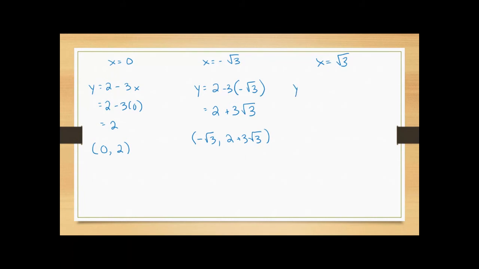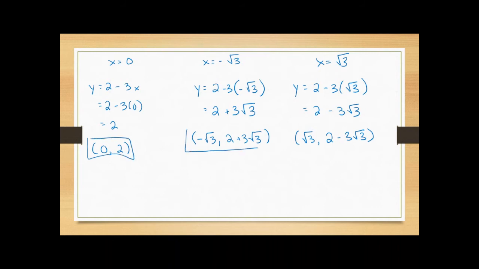And then the third solution is we have a positive square root of 3, so it's 2 minus 3 times the square root of 3, which gives us 2 minus 3 square root of 3. So our ordered pair is the square root of 3 and 2 minus 3 times the square root of 3. So I'm going to box each of these to indicate that we have three solutions. And yes, they don't look nice, but those are the exact solutions to this system.